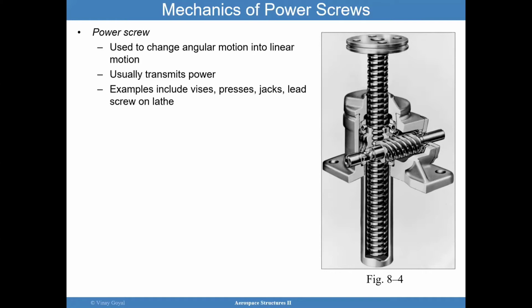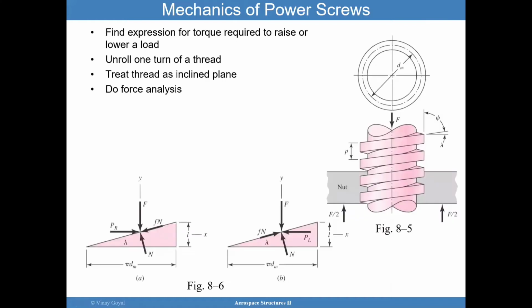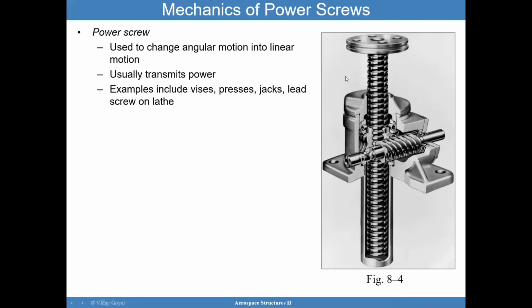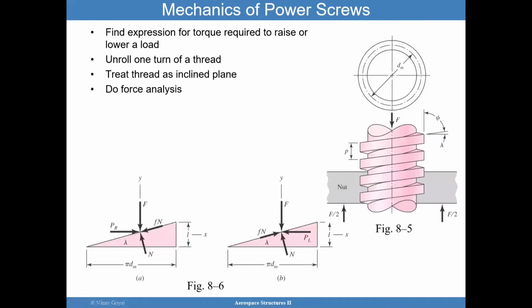So what is a power screw is really the idea, it provides you a mechanism or an approach to change angular motion into linear motion. And it usually will allow you to transmit power. Examples of these include vices, presses, jacks, and other applications. So really the question is, what is the torque required that I need to apply to raise or lower a load of some kind?